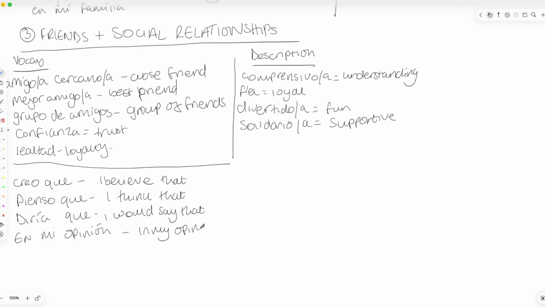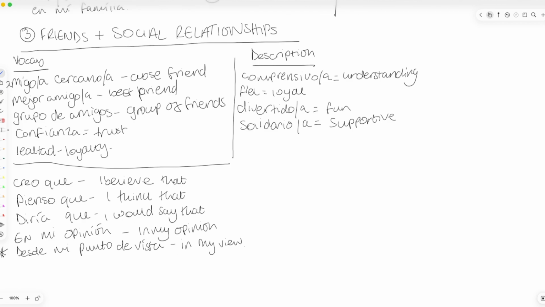In my opinion. And one that examiners love when you include it as well: desde mi punto de vista. Desde mi punto de vista. From my view, or in my view. Alright? Lovely one to remember.